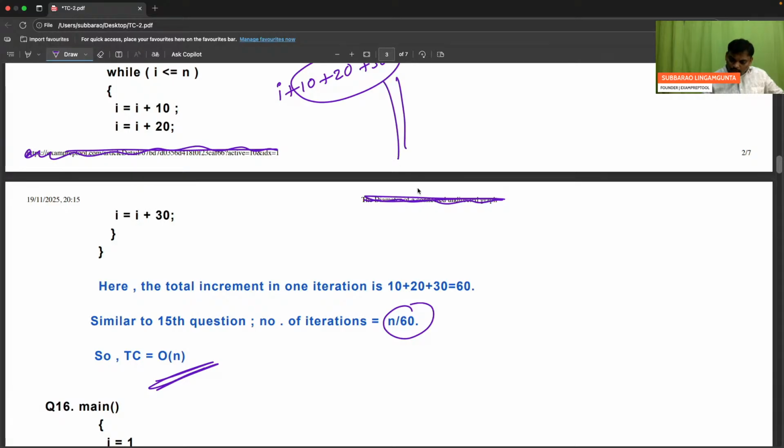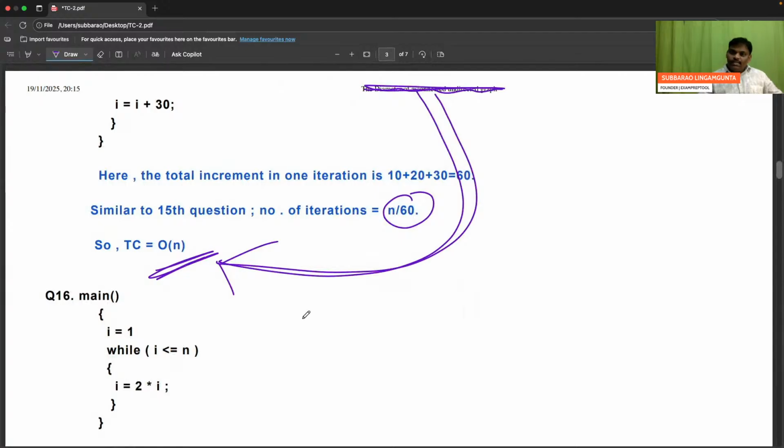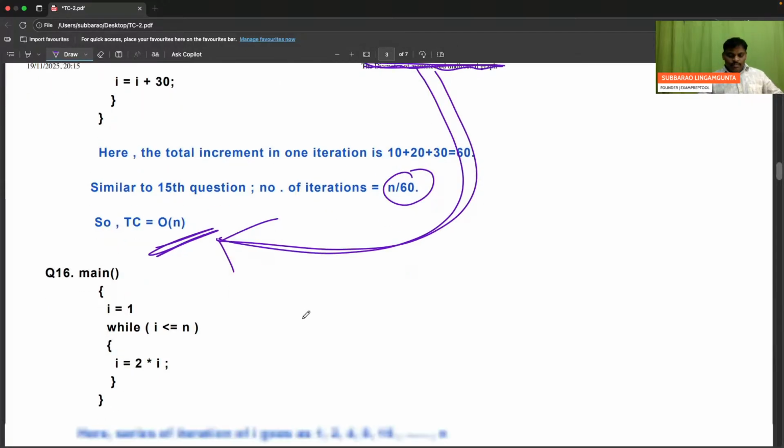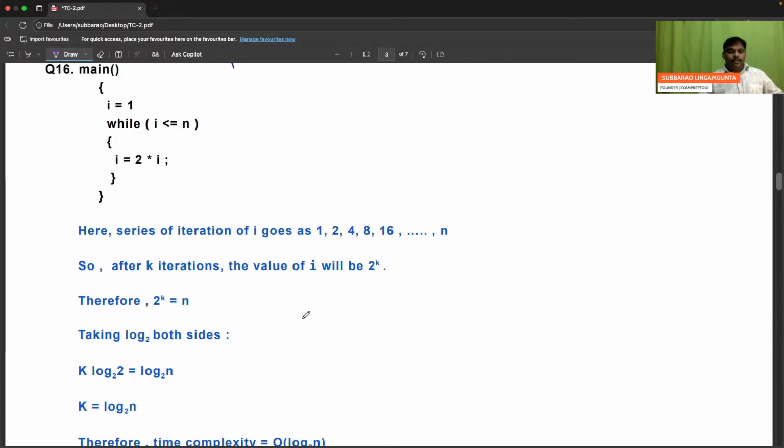Remember, you are learning all these logics now. Compared to yesterday, today you are learning some more logics. Yesterday some logics, today some more logics. Question number 16, 15 is also done. Can you see question number 16?